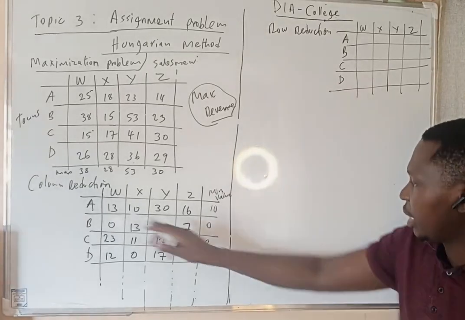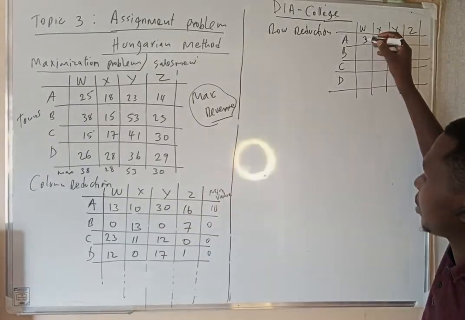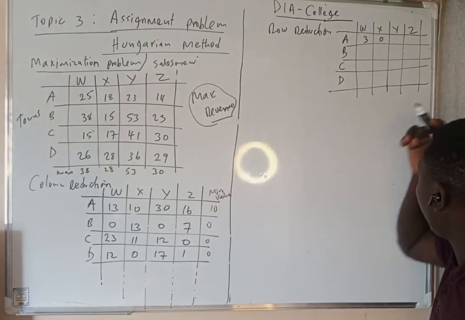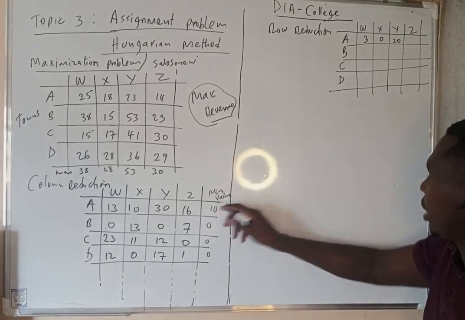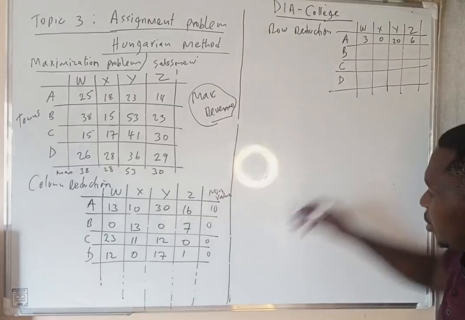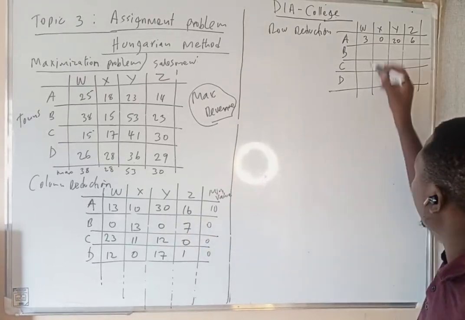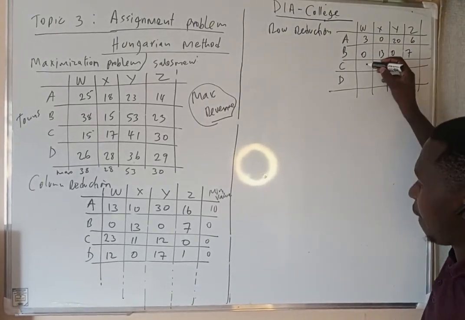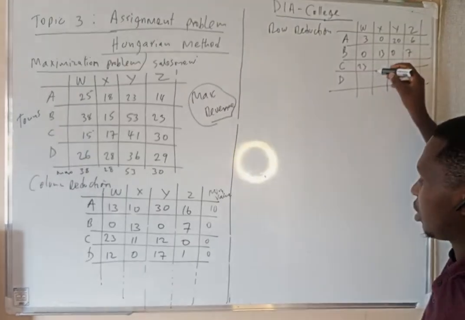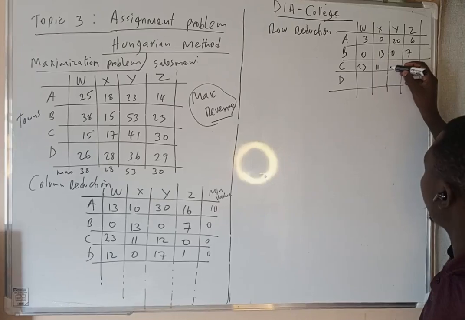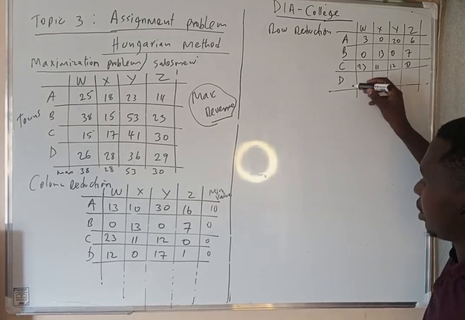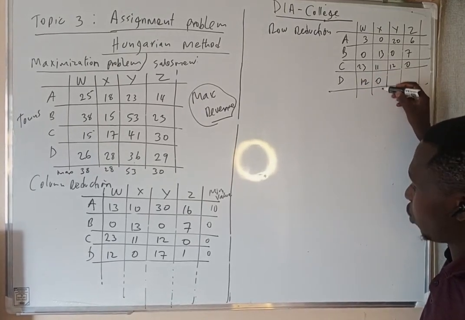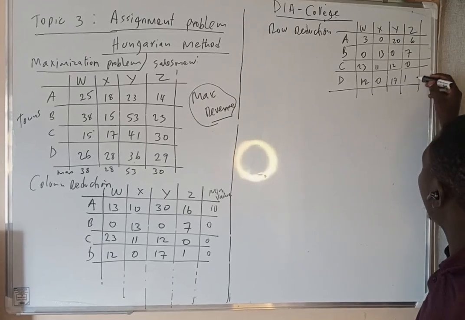Let's get our final matrix. I have 13 minus 10, I have 3. 10 minus 10 is 0. 30 minus 10, I have 20. 16 minus 10, I have 6. All these others have minimum 0, so the values remain unchanged. So I have 0, 13, 0, 7. Then 23, 11, 12, 0, and the last one, 12. Nothing is changing in these last three rows: 0, 17, 1.